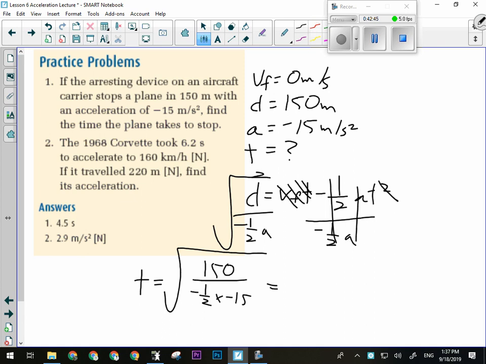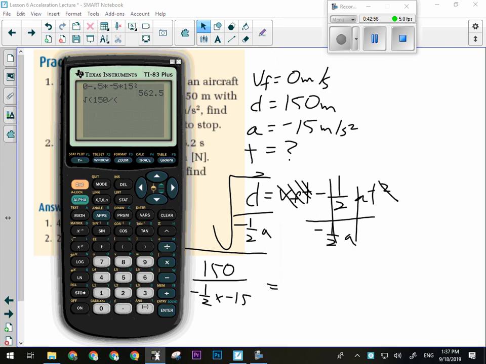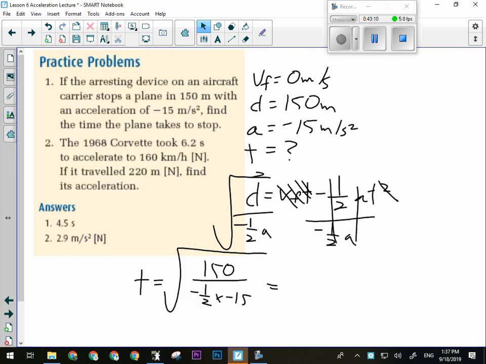So when we're solving for this, we'll have the square root of 150 divided by, and then I have to bracket the bottom so it does it in the right order. Negative 0.5, see I almost did it. Negative 0.5 times negative 15. All right, so I'm getting that that's going to take 4.5 seconds, which is what they've got, 4.5 seconds.